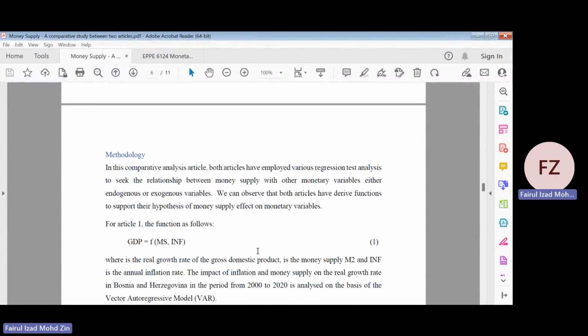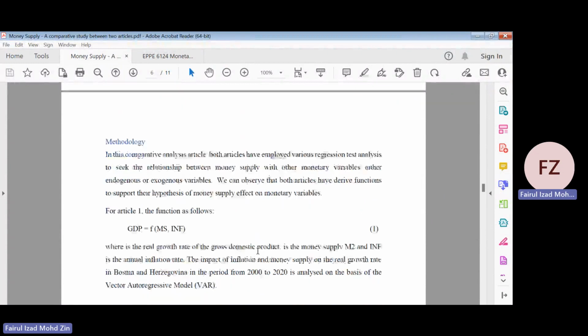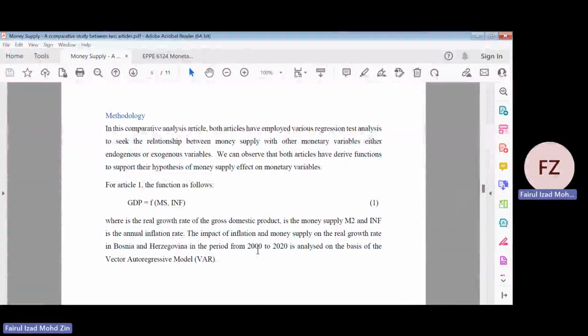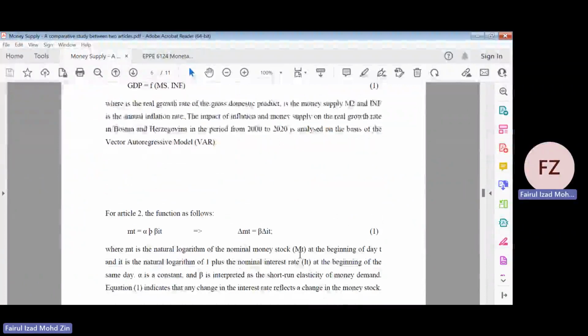For Article 1, in the case of Bosnia-Herzegovina, the function is as below: GDP equals a function of money supply and inflation, where GDP is the real growth rate of the gross domestic product, M2 is the money supply, and INF is the annual inflation rate. The impact of inflation and money supply on the real growth rate in Bosnia and Herzegovina in the period 2000 to 2020 is analyzed on the basis of the vector autoregressive model, VAR.